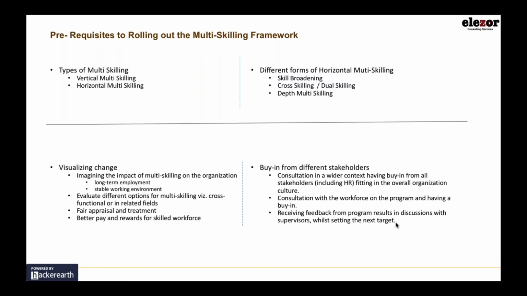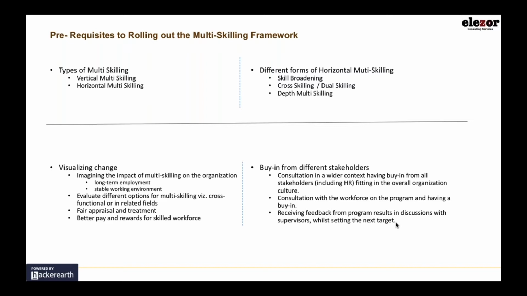Cross skilling is basically where another major activity is learned in addition to the main craft, and a person is considered competent to carry out any activity in those two disciplines. So it's also called dual skilling. There are two major activities that a person can manage. So in skill broadening, there is one major task the person can perform and two ancillary tasks along with it. In cross skilling or dual skilling, there are two major tasks a person can perform. That's another kind of horizontal multi-skilling.